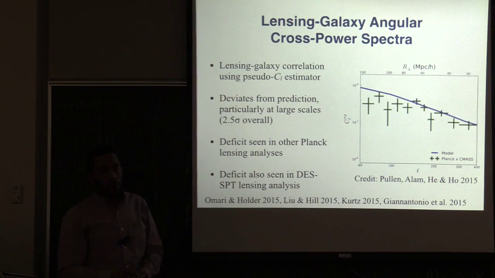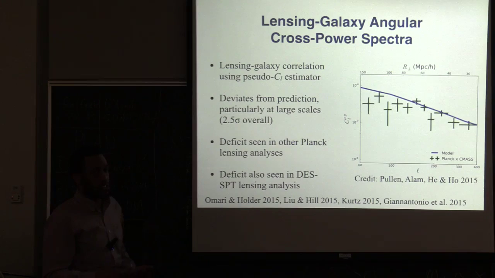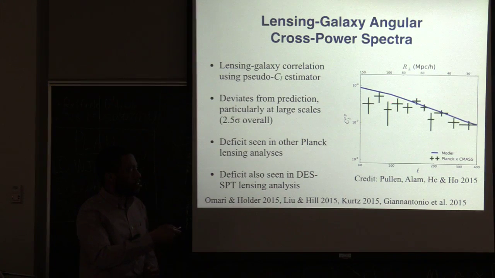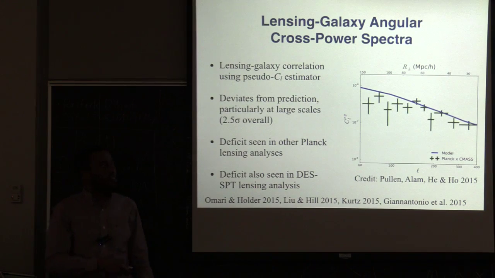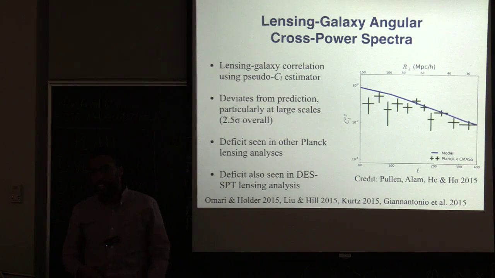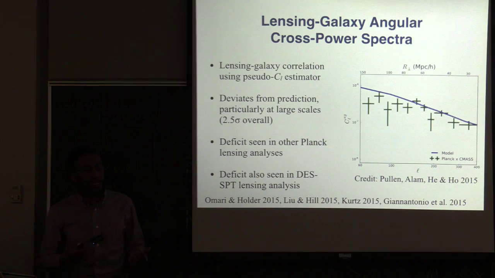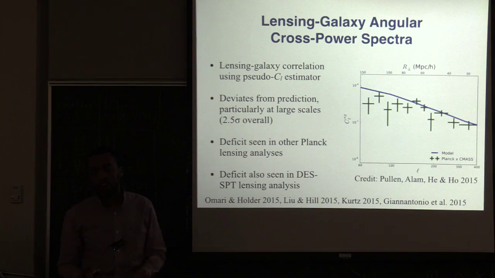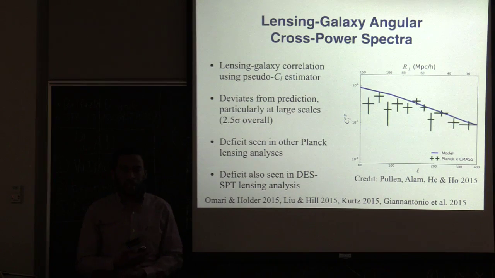A measurement by the DES collaboration, the Dark Energy Survey, of DES galaxies cross-correlated with CMB measurements from the South Pole Telescope has also seen a similar deficit. And so what we're seeing here is that this may not be an instrumental signal, but may in fact be either astrophysical or cosmological. We just don't have enough information yet to tell.